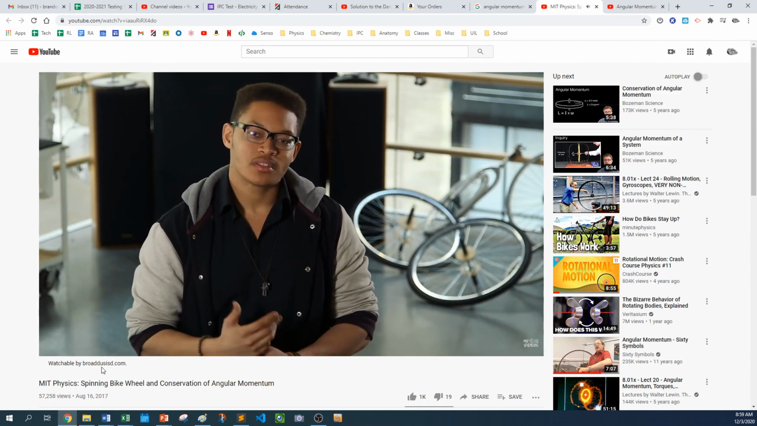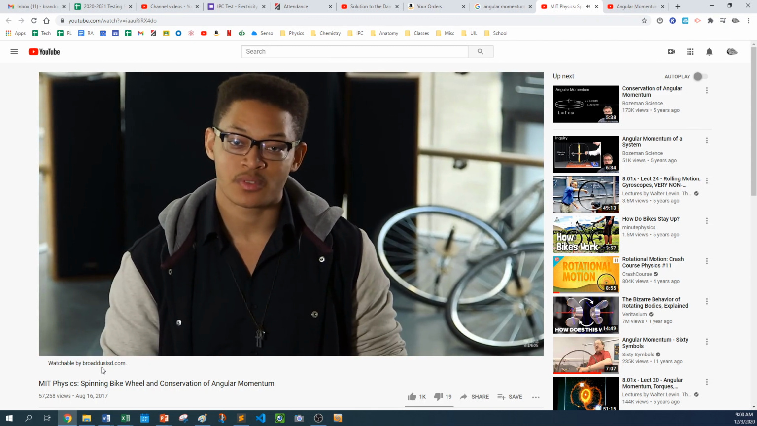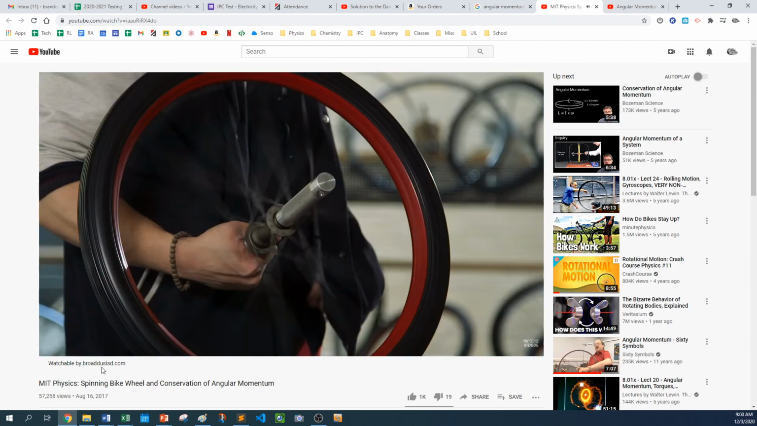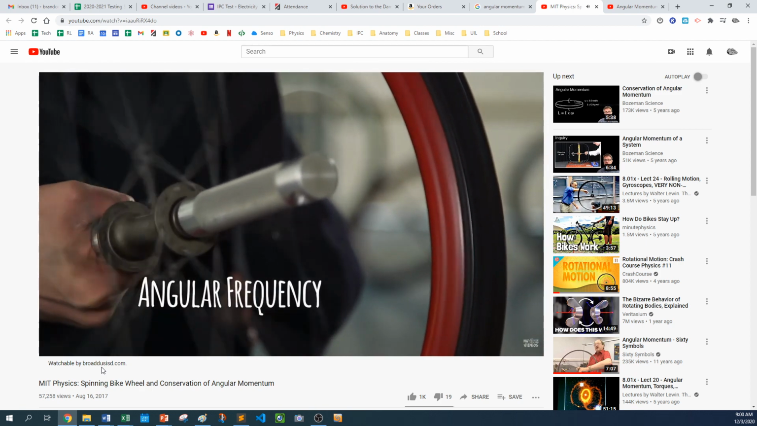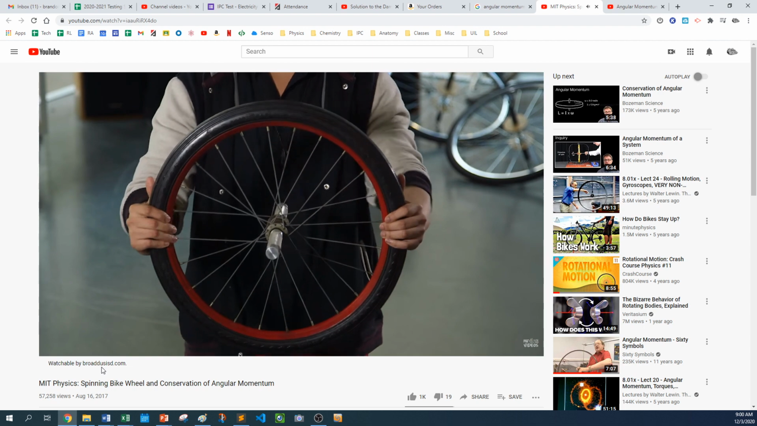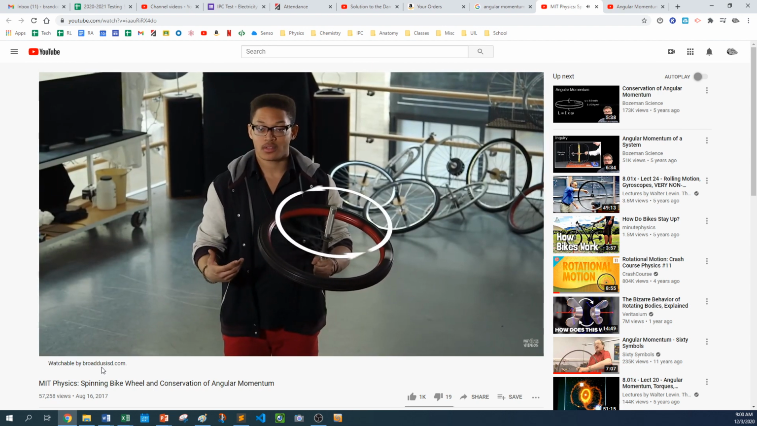Now, angular momentum is something that tells you how hard it is to either start or stop something from spinning. And it depends on two things. One, how fast it's spinning. We call that the angular frequency. Two, its shape, or what we call the moment of inertia. So this wheel is rotating counterclockwise.